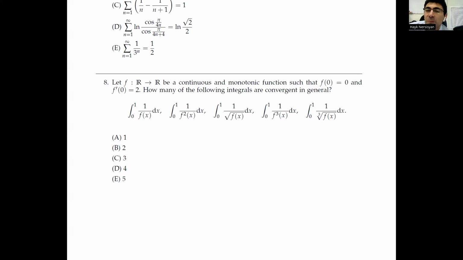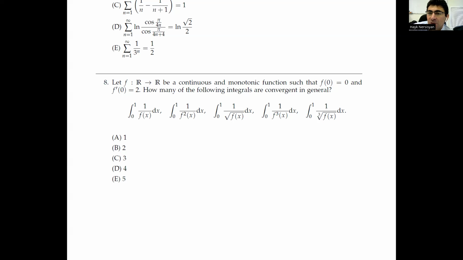It's not given explicitly, right? From this, maybe it's monotonic decreasing. Why? 1 over f, or I'm asking about f. Do we know about monotonicity of function f? It says only monotonic, right? Monotonic increasing or monotonic decreasing? This is my question. It's either always increasing or always decreasing, because it says monotonic function.